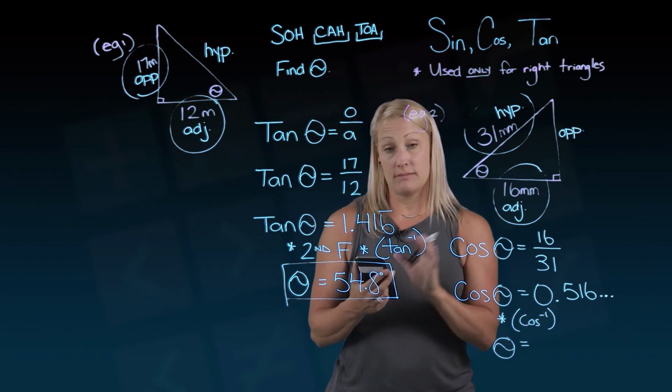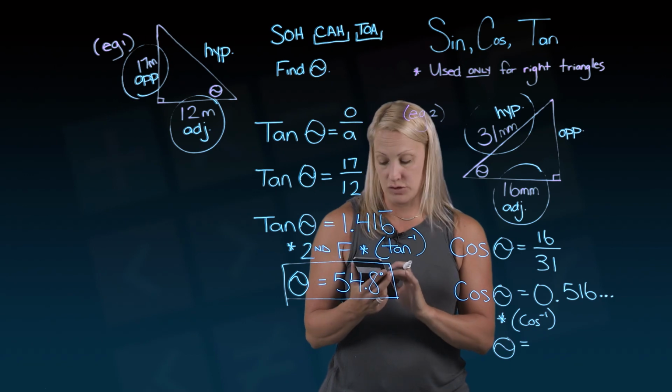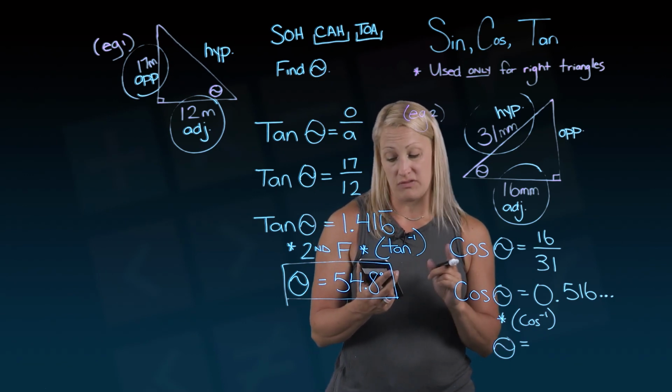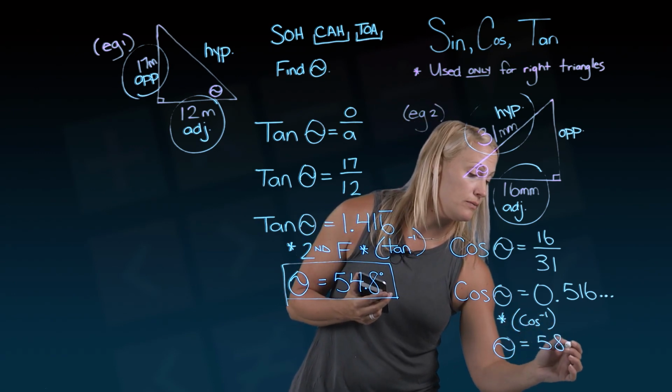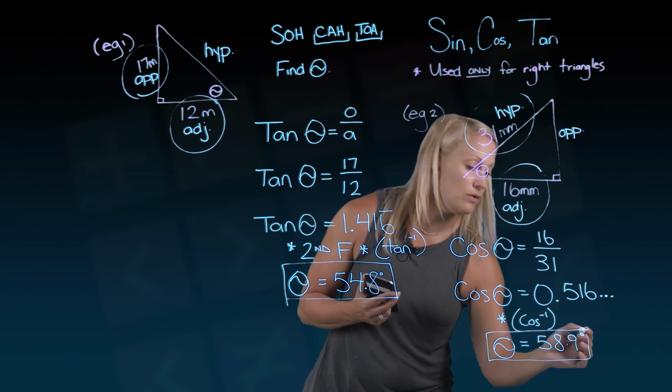And if I do that, I didn't clear my calculator. That number is still on here. I'm going to press second function cos equals, and as long as I'm in degree mode, I should get 58.9. Hopefully that's what you got as well. Degrees, because I'm in degree mode.